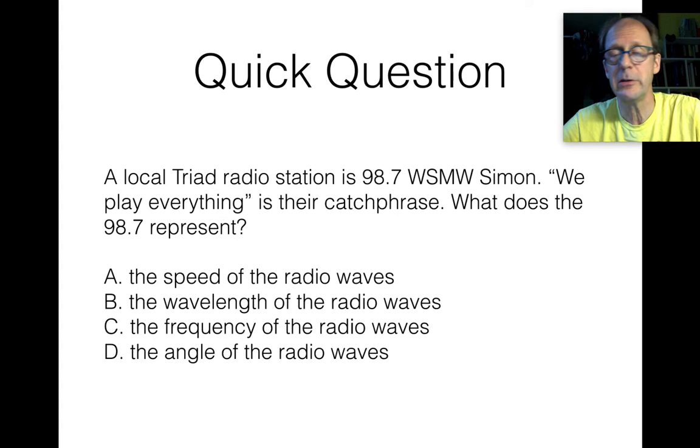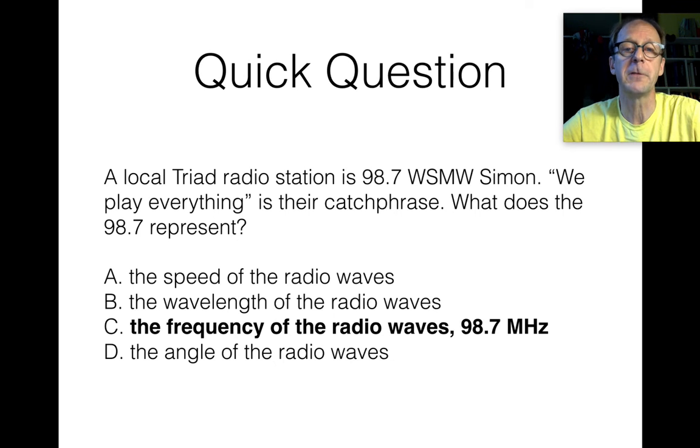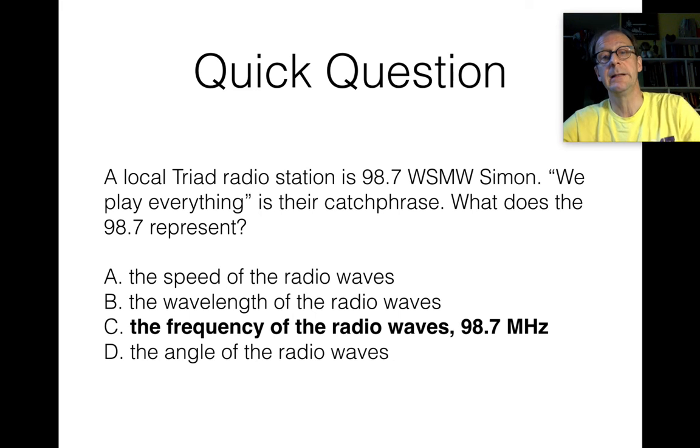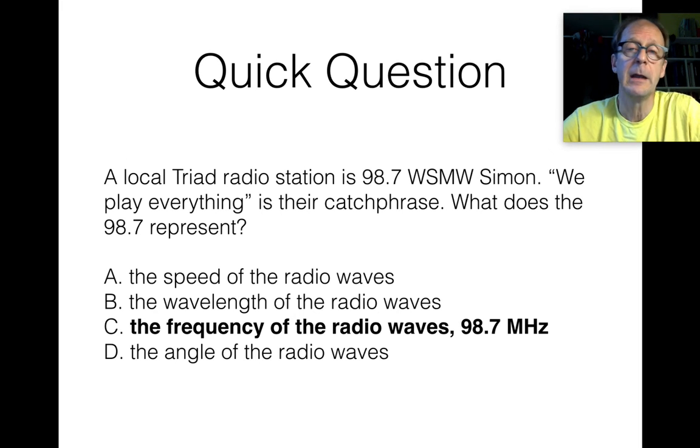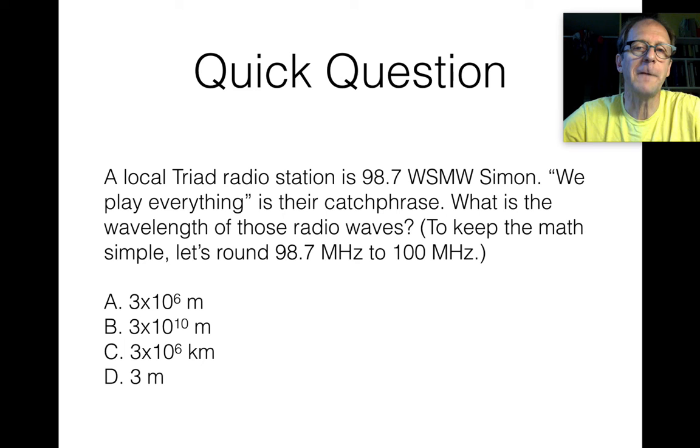But when you listen to a radio station, the reading on the dial is, in fact, the frequency of the radio waves in units of megahertz. So a typical FM radio station has a frequency in the neighborhood of 100 million vibrations per second, cycles per second.